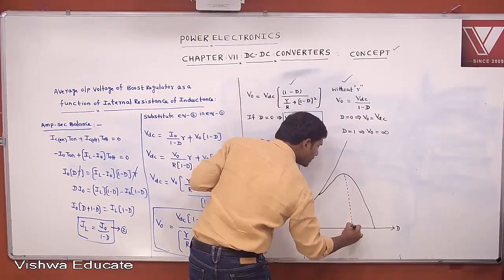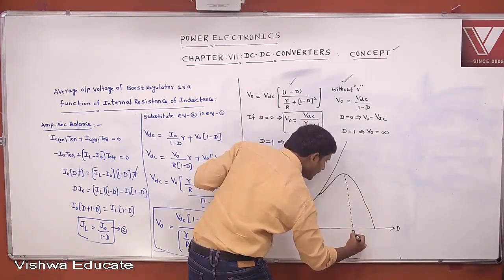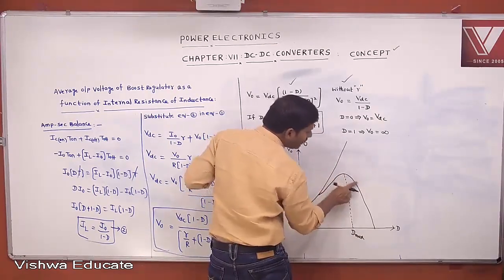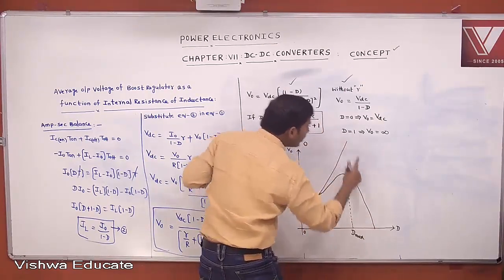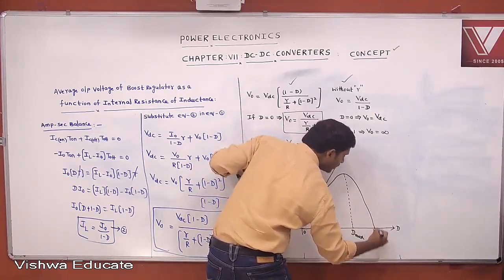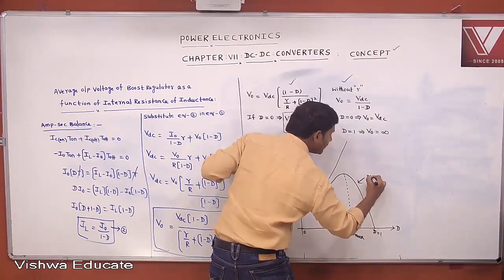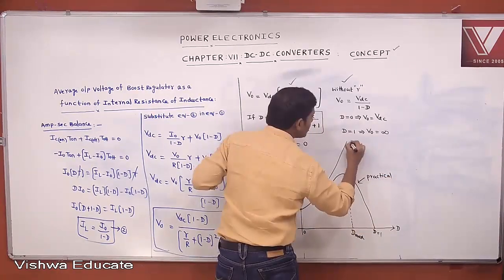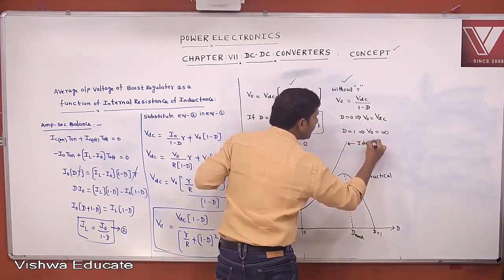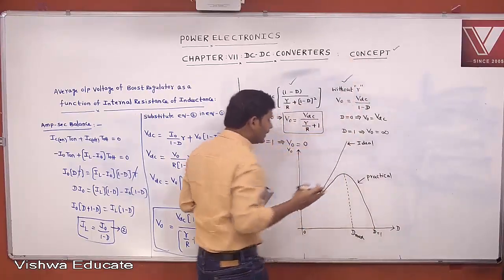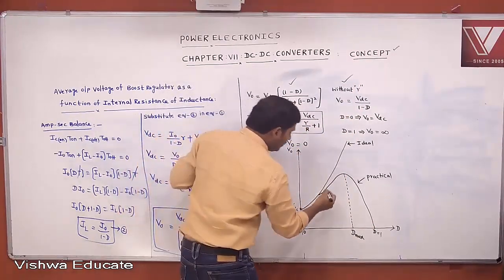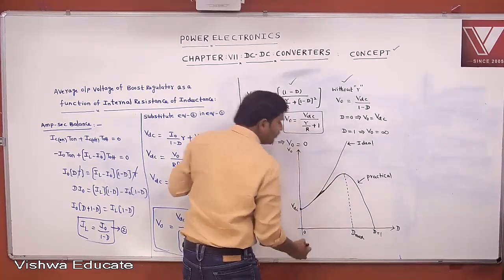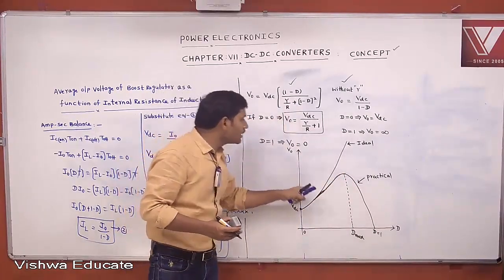This is D max. This is the duty cycle at maximum output voltage. When it reaches the maximum value, then it goes to 0 voltage for D equal to 1, the practical case. This is the practical case. This is the ideal case. Ideally at D equal to 1 it is infinity. Then these are the characteristics we are getting if you draw the D versus V naught characteristics.